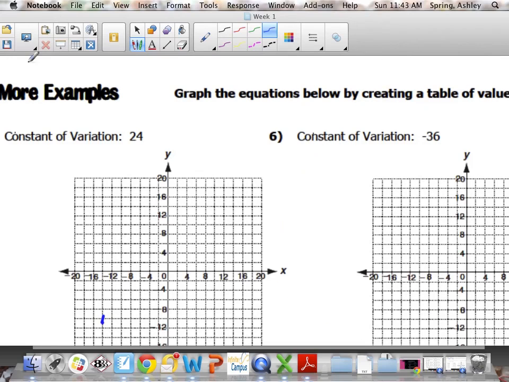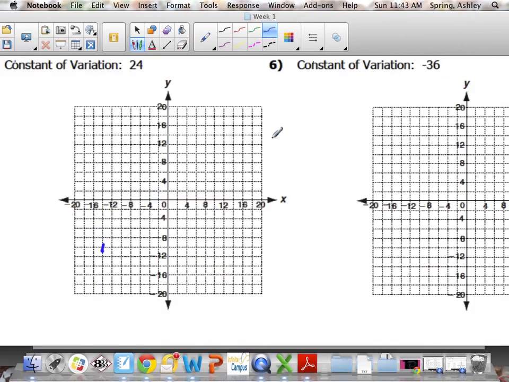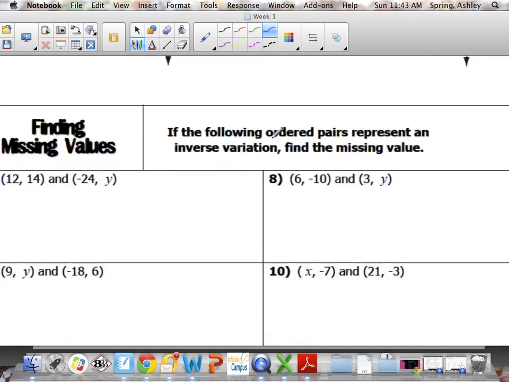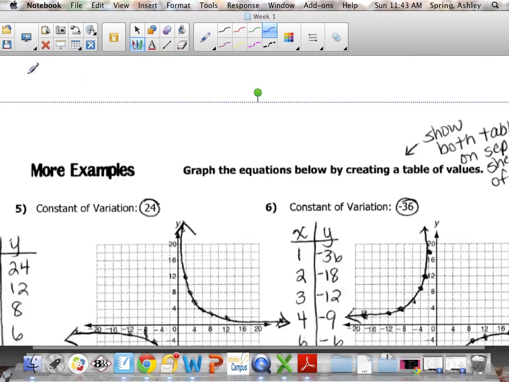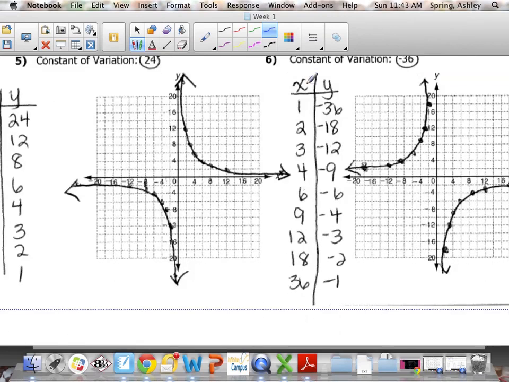I want you to try numbers 5 and 6 on your own, so pause the video again, create your own table of values, plot them on the coordinate grid, and then come back when you're done. Here's what you should have got for numbers 5 and 6. You may not have chosen the exact values that I did, however, our graphs should still look the same.